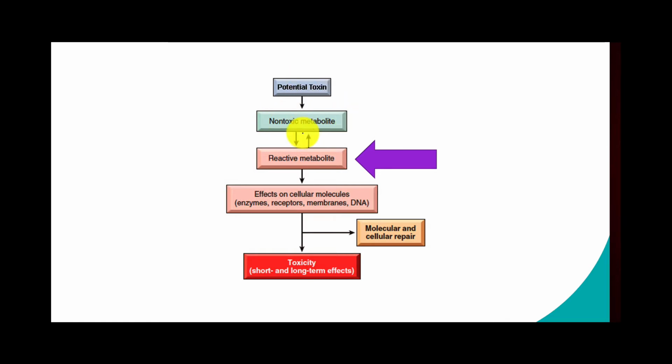So if we have normal levels, they can be a non-toxic metabolite, or if we have high levels, they can turn into reactive metabolites, and they can affect cellular processes and the molecules and enzymes, receptors, and everything within the cell. So when that happens, the cell has to repair itself. And again, if it can't repair itself, we're going to move into something called toxicity. And this is also true for lots of vitamins and lots of minerals. There can be too much of a good thing, and this is something we have to think about.